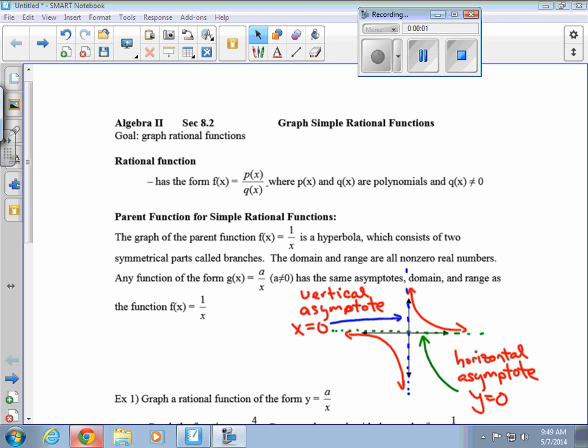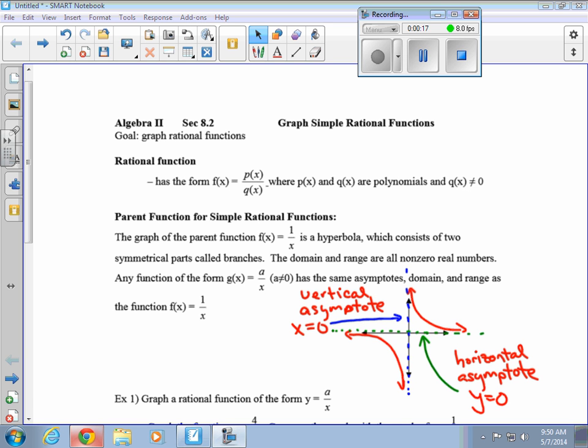Today we're going to be looking at section 8.2. It's on graphing simple rational functions. So our goal today is simply to do that, to graph rational functions. And a rational function has this form, f of x equals p of x over q of x.